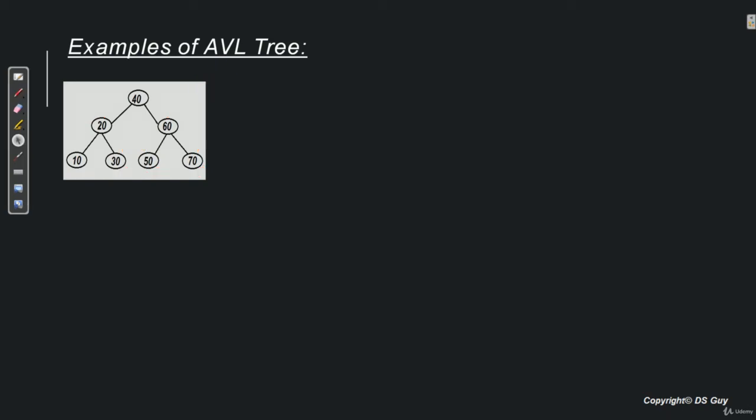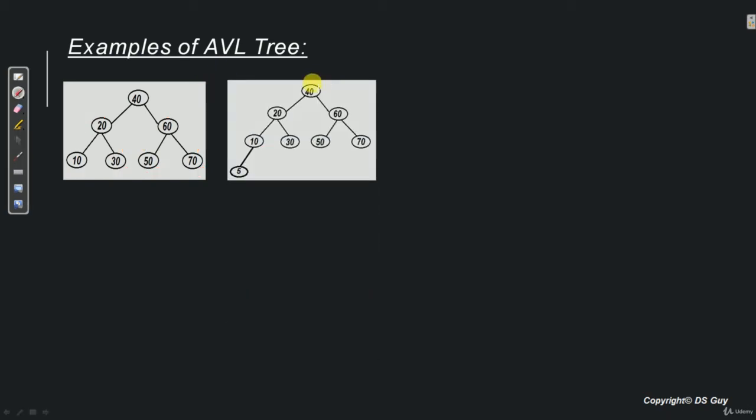Now let's see one more tree. Again, here we have a binary search tree. If we look at this node, the height of the left subtree is 2. The height of the right subtree is 1. The difference between them, 2 minus 1, is equal to 1. So we are good at this node. Now let's see this node over here. The height of the left subtree is 1. The height of the right subtree is 0. 1 minus 0 is equal to 1. So we are good.